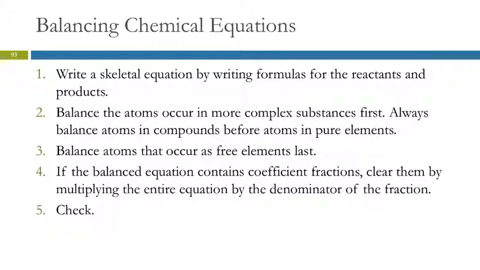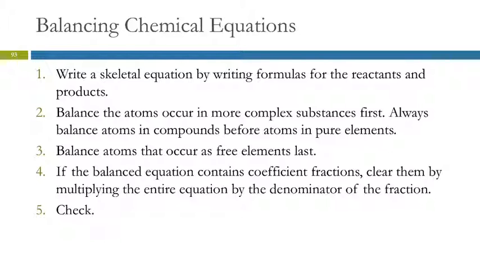The reason is when you're putting coefficients on compounds, compounds contain at least 2 elements. You're changing the number of atoms of each element. And so if you save one of those for the end, you might end up messing up another element that you already fixed. If you end with a free element, then it's not going to mess anything up.